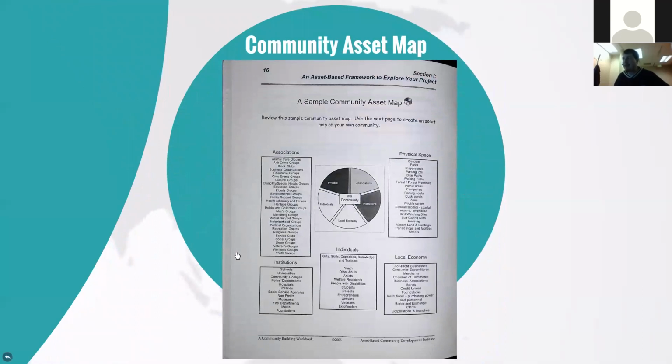And then the community asset map is what you'll be doing today. You're going to place your organization in the center of a geographical space, and you're going to try and find associations in your community that are assets for your organization, institutions in your community that are assets for your organization and your community, individuals that are assets for the community, physical spaces that are assets for your community, and local economic things like for-profit businesses, credit unions, groups of merchants. That'll be sometimes like a business bureau.